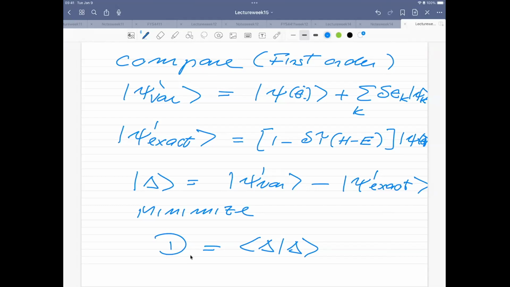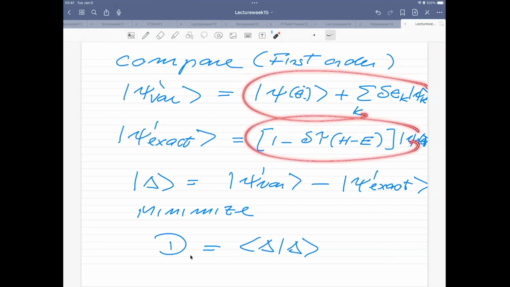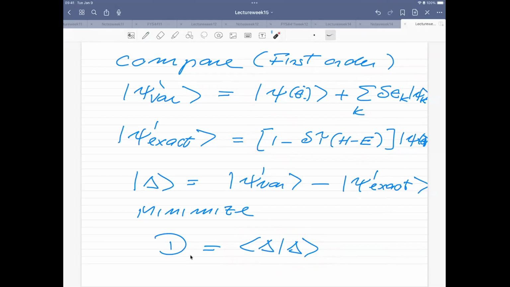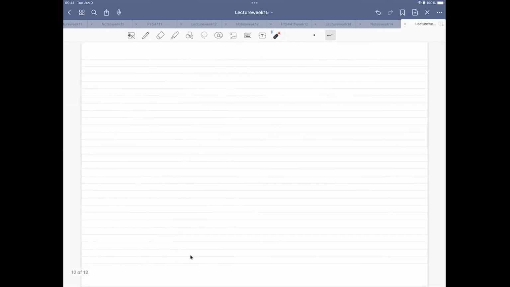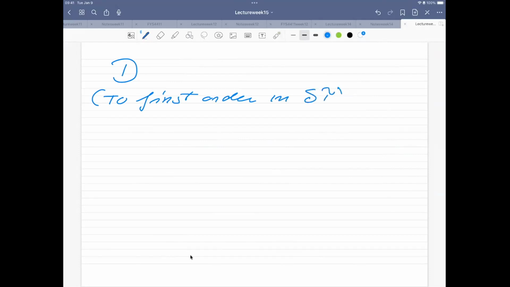I take these two terms. So that means this term minus that term. And then I simply calculate that one. And I keep only terms to first order in delta tau. Okay. So it means that if I now look at this d, and now I keep only to first order, it's actually not so difficult to see the answer to first order in delta tau. What we are going to get then is the following expression.